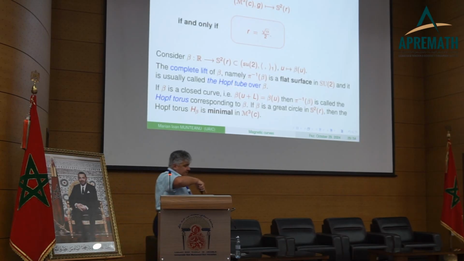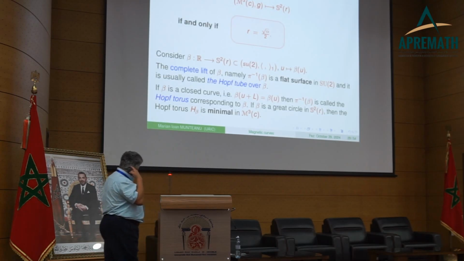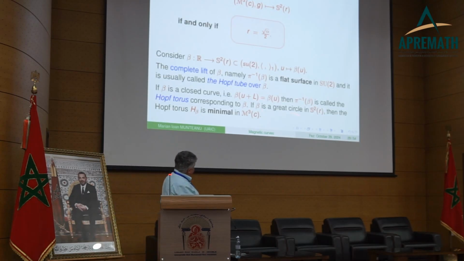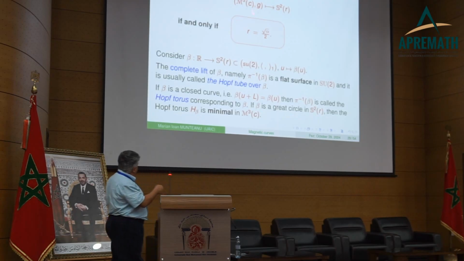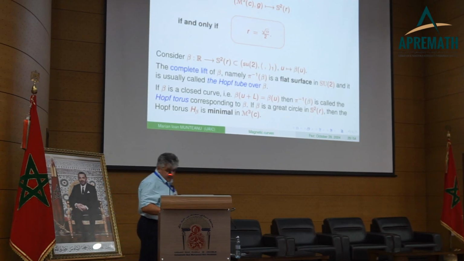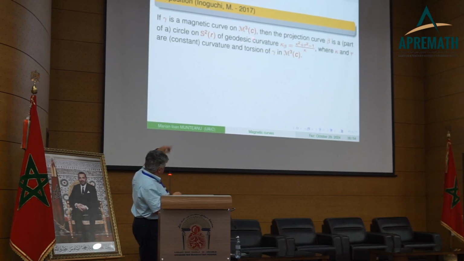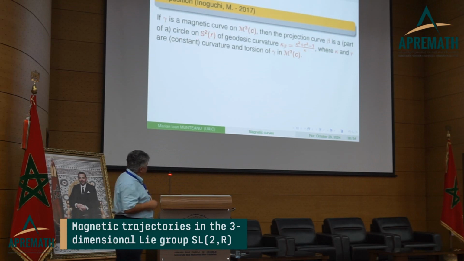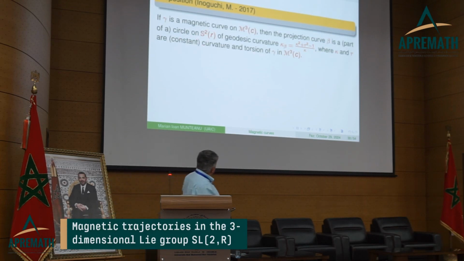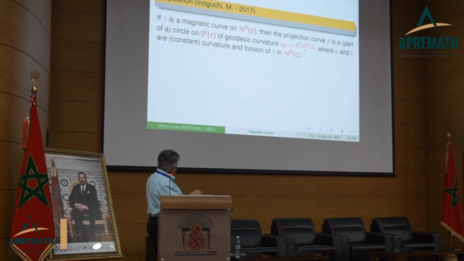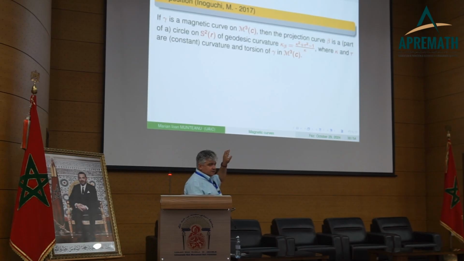When beta is closed, it is called a Hopf torus. And if beta is a great circle, the Hopf torus is minimal in M3. And we prove this: if gamma is a magnetic curve in M3(C), the projection curve is a part of a circle on S2(R) of geodesic curvature this one, where K and tau are the first and second curvature of gamma in M3(C).